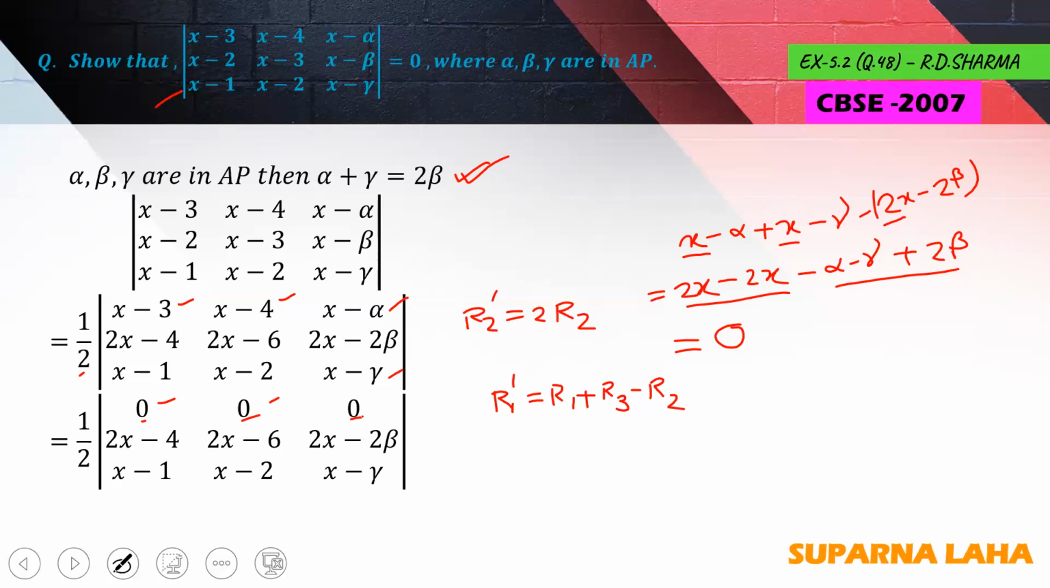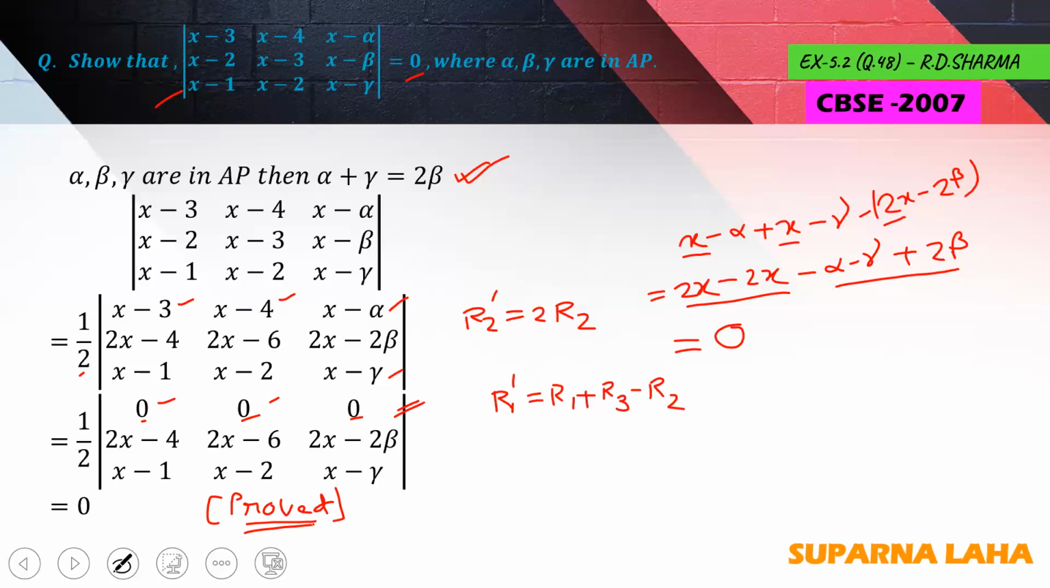All the elements of the first row are 0. Since all the elements of the first row are 0, we can write down this value is 0. Since we know the property that if all the elements of any row or column are 0, the determinant value will be 0. So we proved it. So write it down. Proved.